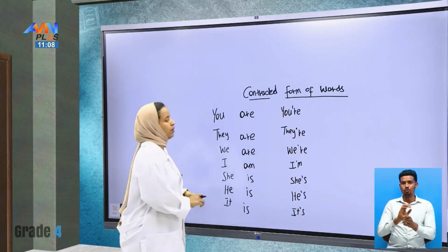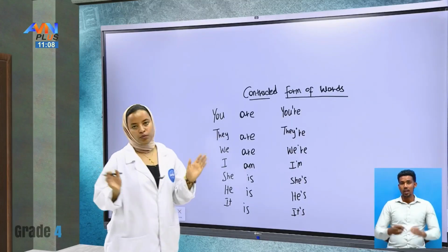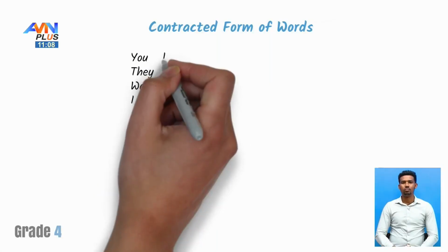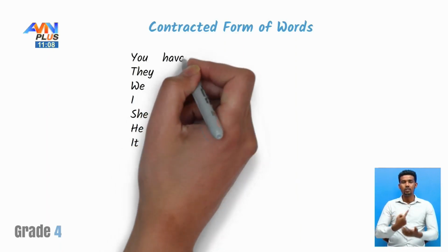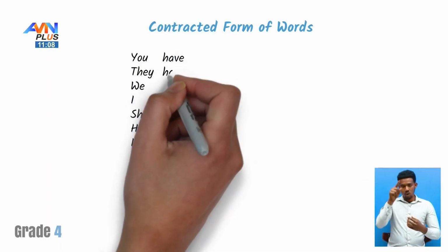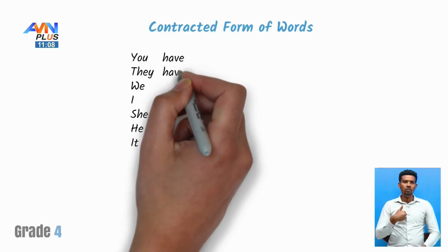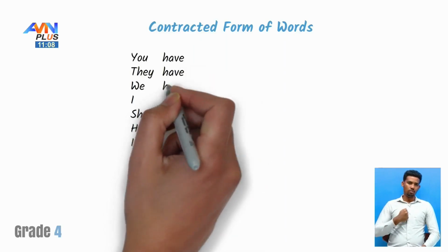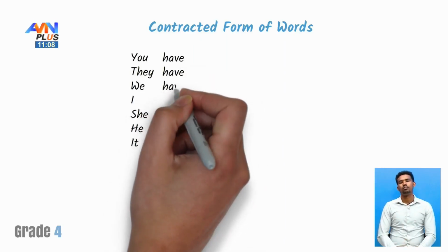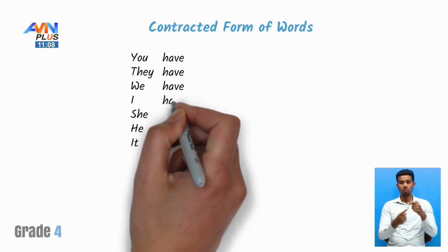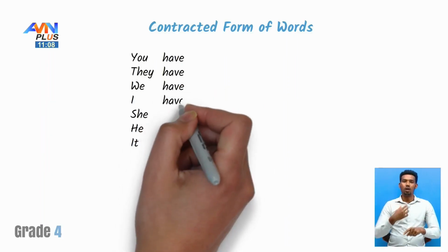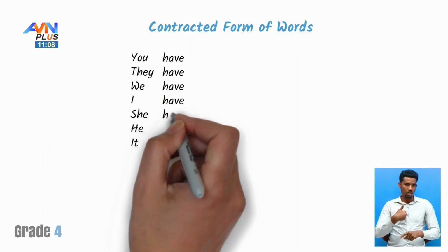Let me show you with the other verb, to have. So here it is. You have, because this is plural. You have, we have, I have. This is singular, but we are using what? Have. She has. He has.